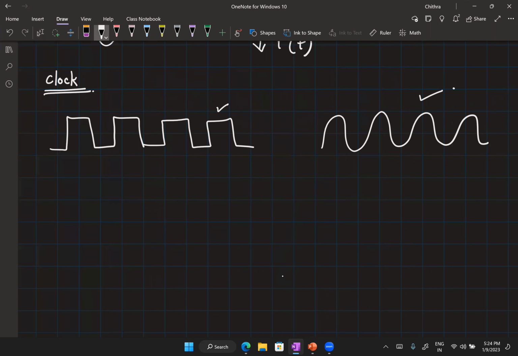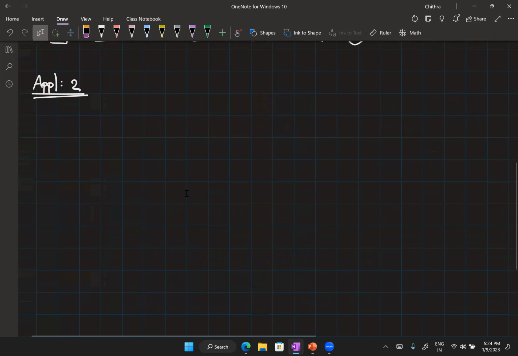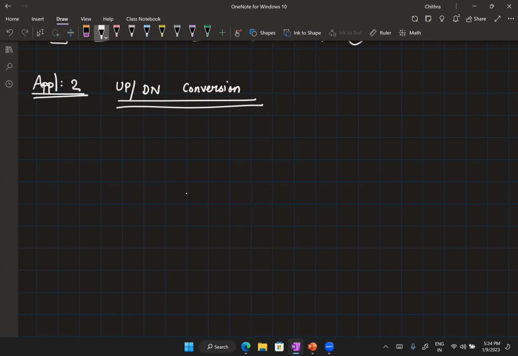Now, let's look at the second application. Can you guess what this should be? What is the second major area where you see clock signals? This is related to up and down conversion within a transmitter or a receiver. These operations routinely happen in your mobile phone, in your laptops, etc., because they all have a transmitter as well as a receiver. So now I'm going to take a very simplified receiver architecture.